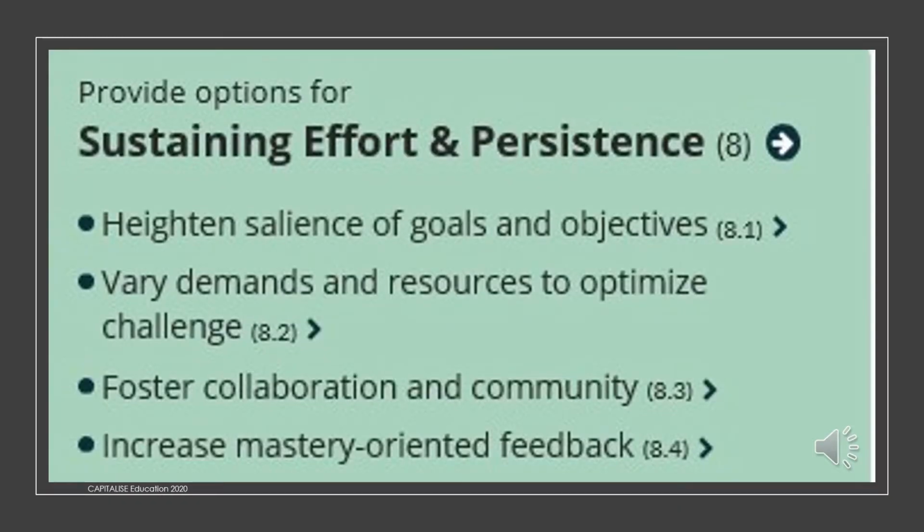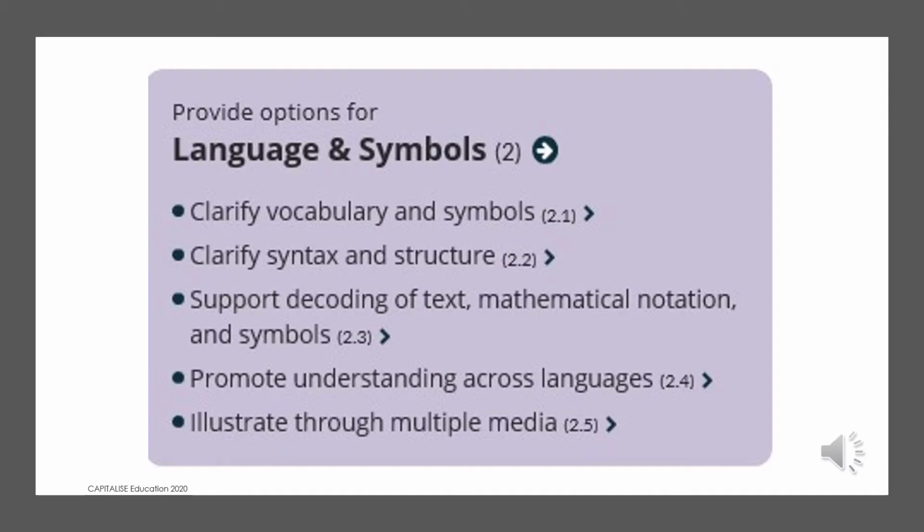The first guideline of the build layer of the Universal Design for Learning framework focuses on how students sustain their effort and persist in their learning. To achieve this, during the planning, teaching, and assessment cycle, teachers think about how they support students to develop goals, how they vary the demands and resources they use within the classroom so they can challenge students, how they use collaborative processes during classroom interaction, and how the feedback they provide students focuses on mastery.